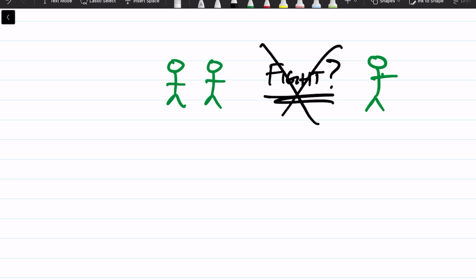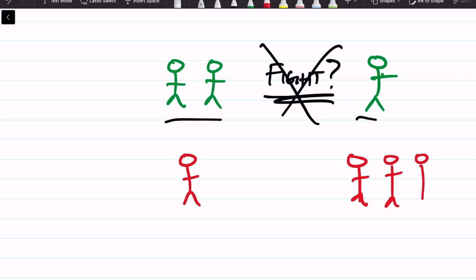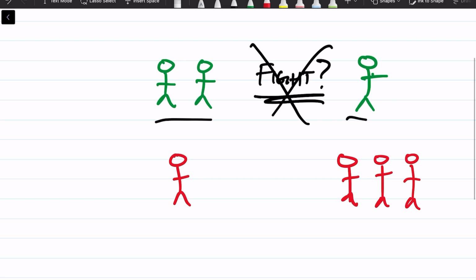Instead, what they're going to do is join armies. So now, instead of just having two green people and one green person, you're going to have a total of 3 green people. The same applies to the red. If this lone soldier runs into a group of 3 red soldiers, then they're going to combine forces and they are going to be a group of 4.